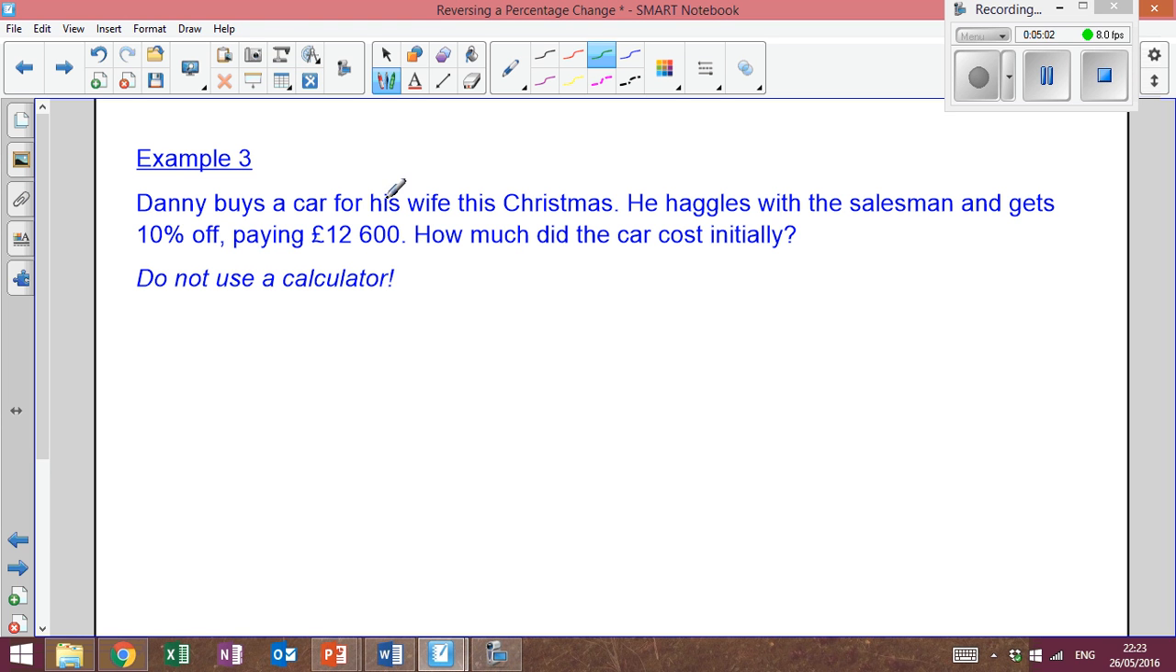So Danny buys a car for his wife this Christmas. He haggles with the salesman and gets 10% off, paying £12,600. How much did it cost initially? Again, he's got 10% off, and after that's been taken off, he has to pay £12,600. So 90% is equal to £12,600.